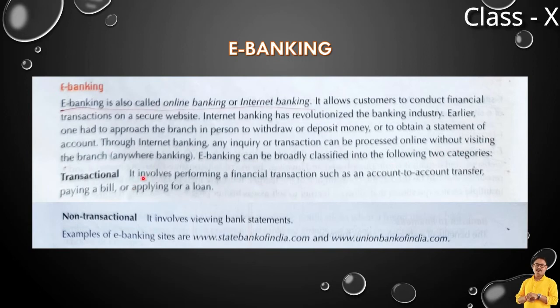Anywhere banking. E-banking can be broadly classified into the following two categories, which are transactional and non-transactional. Transactional means it involves performing a financial transaction such as an account-to-account transfer, paying a bill, applying for a loan. So it has been classified into two categories. You can transfer from one account to another account, you can pay a bill also, you can apply for a loan also. And what about the non-transactional? It involves viewing bank statements.